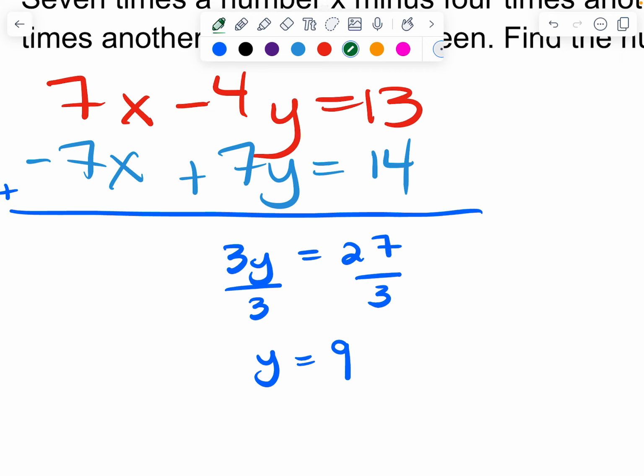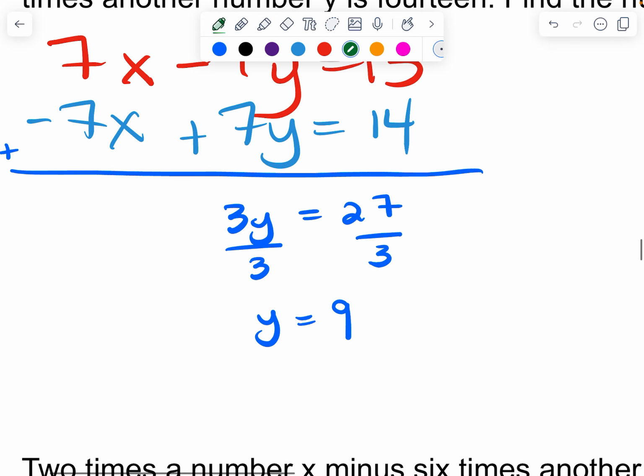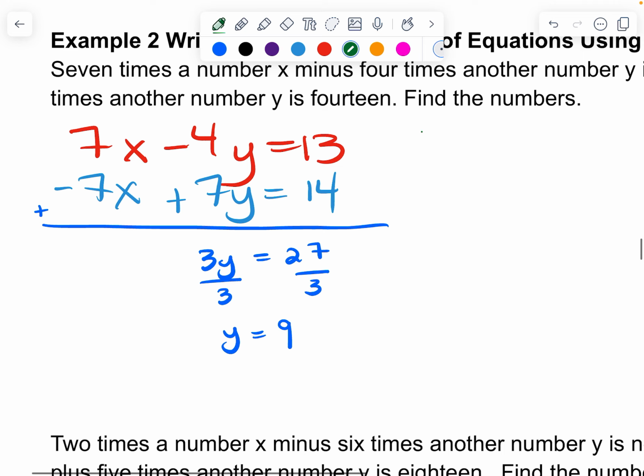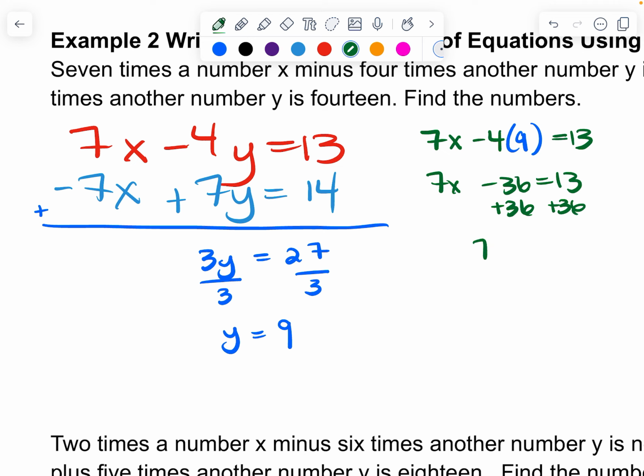Then I take that and I plug it back in to one of the two equations. I'll take the first one just because. So 7x minus 4 times the quantity 9 equals 13. So I get 7x minus 36 equals 13. I add 36 to both sides. I get 7x equals 49. Divide by 7, x equals 7. So one number is 7, the other one is 9.